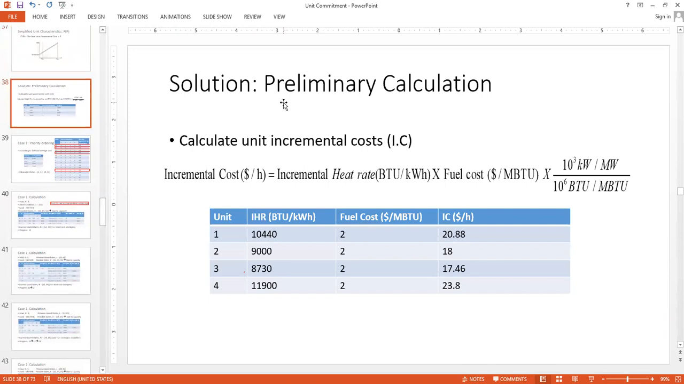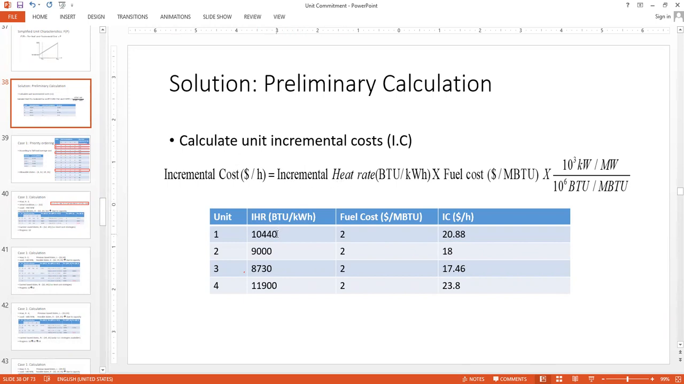Okay, so we'll start with the solution now. We have the preliminary calculation. In the preliminary calculation, we first calculate the unit incremental cost. So how are we going to do it? The incremental cost in dollars per hour is nothing but the incremental heat rate.